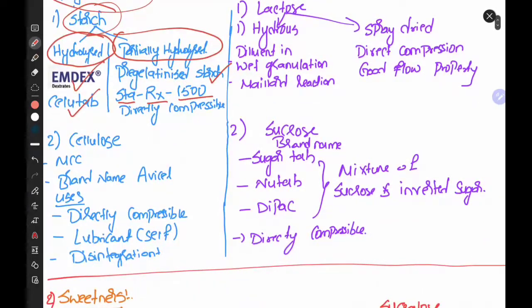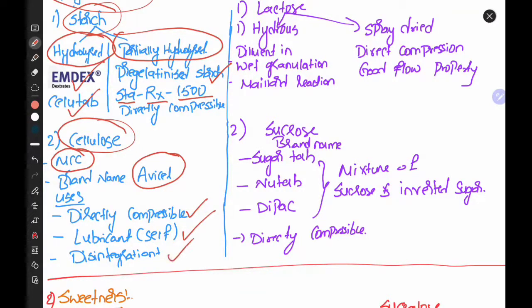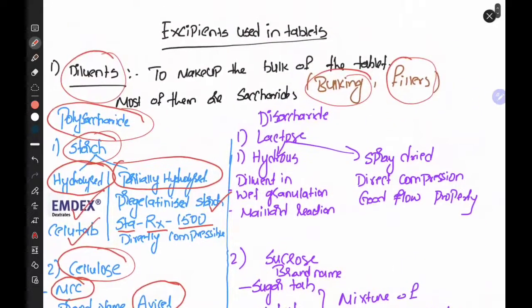The next polysaccharide which we are going to study is cellulose. The most common and very important one is microcrystalline cellulose, MCC. The brand name under which MCC is sold is Avicel. Its uses are that it is directly compressible, it is a self lubricant, and it is also a disintegrant if you use it in a proper concentration. Then the diluents among disaccharides are lactose and sucrose.